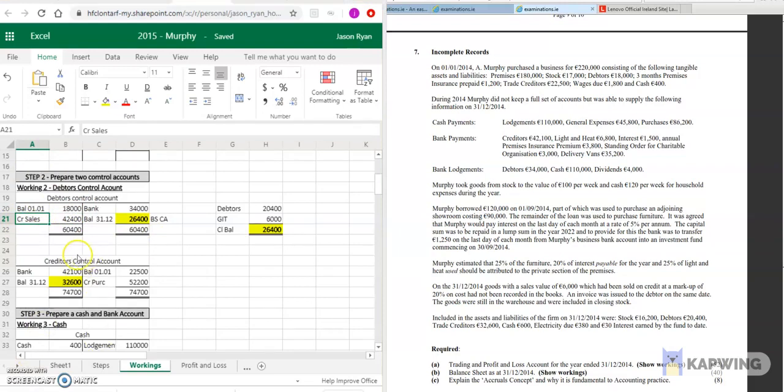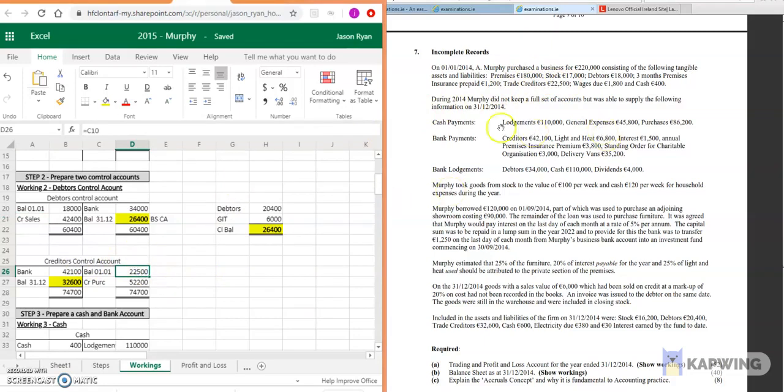So you also have to prepare the creditors control account, and the figure that we calculate here will be used to help us calculate the purchases or the total purchases. So in here we've got our creditors control account. So we look at the start and see do we have any creditors. We've got trade creditors of 22,500. Creditors are liabilities, so it's going to go on the credit side.